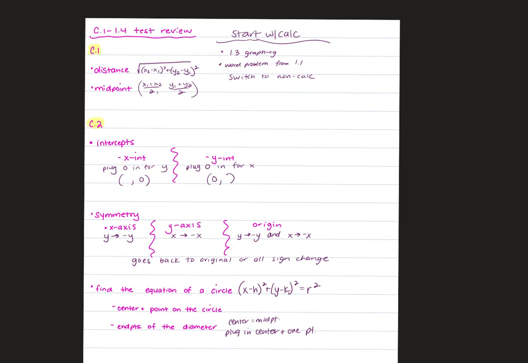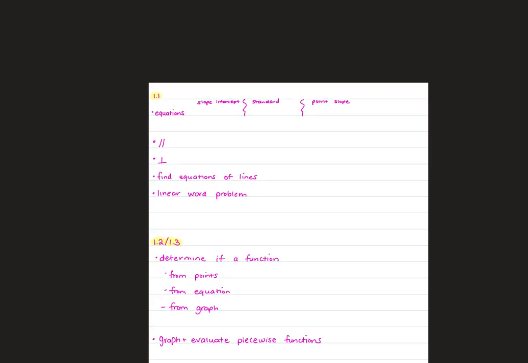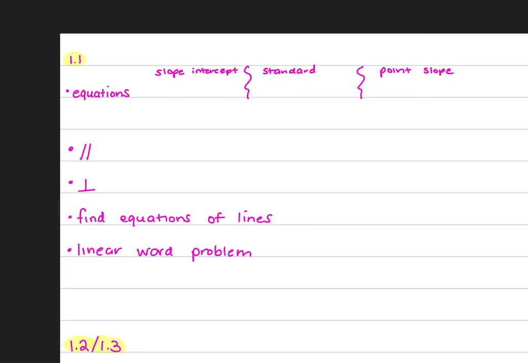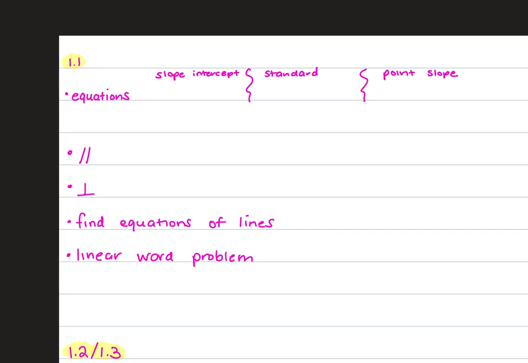Questions on anything C1 or C2 related? So that was what was on your quiz. Okay, then came 1-1, which was all the slopes and the equations of the lines and that kind of stuff. So three types of equations.